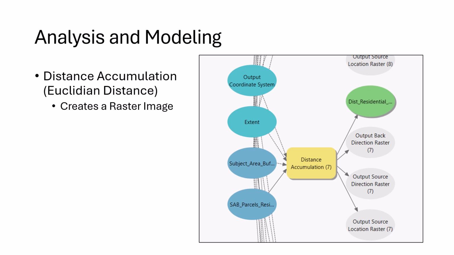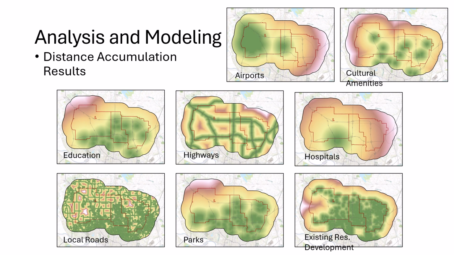So that's what I did for each of the feature classes, and then I got this as a result. These are the results of the distance accumulation raster calculations.